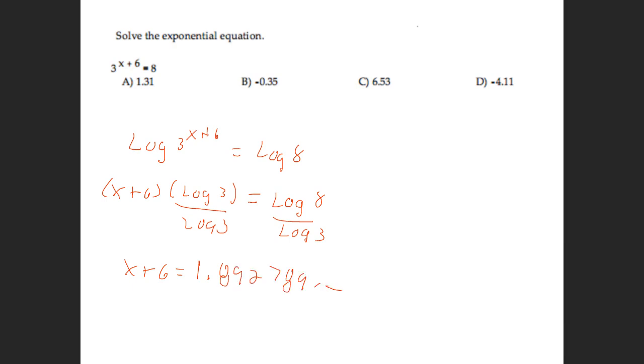I'm going to subtract 6 from both sides. So I end up with x equals negative 4.1072. So I guess if you rounded it, this one would be the closest. Right there.